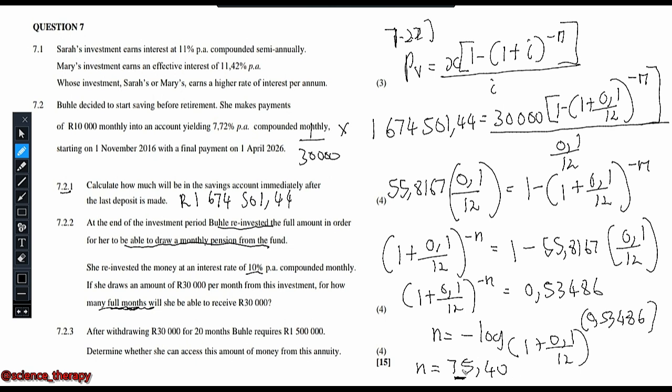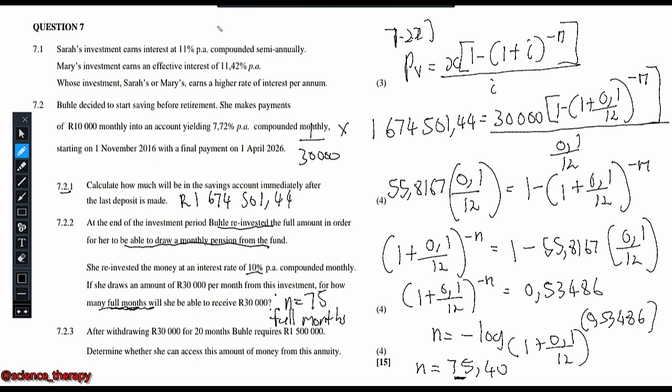So even if it was 75 point, let's say 90, I would still say it's 75 here, because we always take the number. If they say full payments or how many full months, then we always take the number that is before the comma. So we'll say therefore n is equal to 75 full months. So she will get that 30,000 for 75 full months. So there will be a payment of the 30,000 for 75 consecutive months.